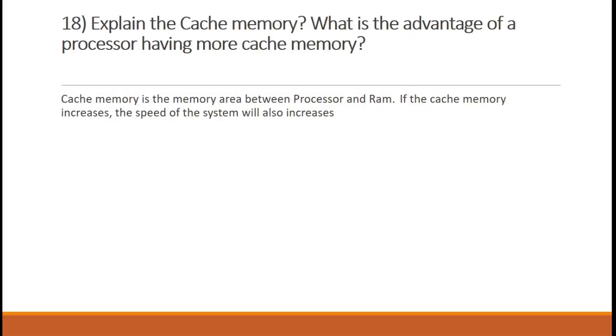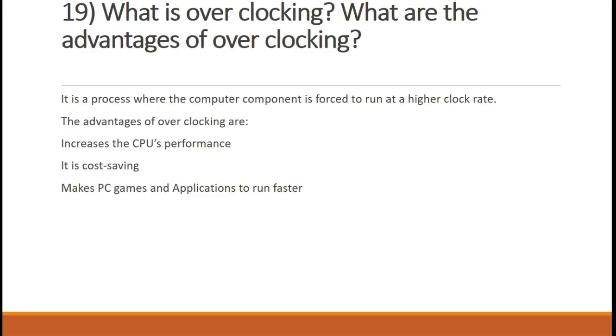18. Explain the cache memory. What is the advantage of a processor having more cache memory? Cache memory is the memory area between processor and RAM. If the cache memory increases, the speed of the system will also increase. 19. What is overclocking? What are the advantages of overclocking? It is a process where a computer component is forced to run at a higher clock rate. The advantages of overclocking are: it increases the CPU's performance, it is cost saving, and it makes PC games and applications run faster.